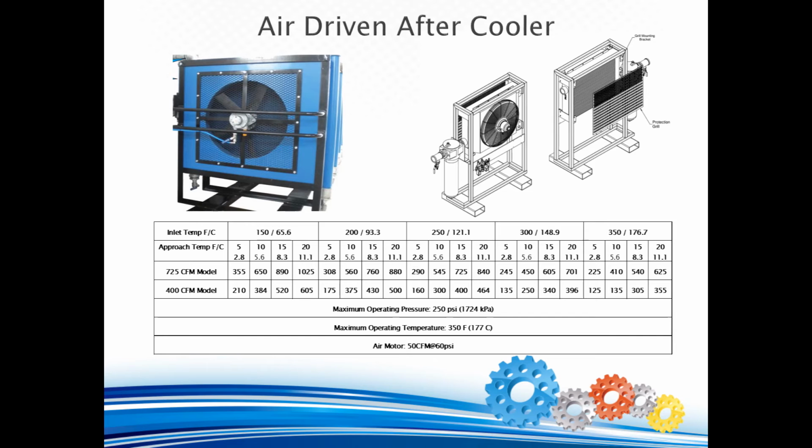A water-cooled aftercooler uses water instead of air to cool the compressed air inside. The temperature of the water will determine how much you can cool the compressed air. To size an aftercooler, one has to refer to a performance table, such as the one shown on this slide. Two models are shown, one rated at 725 CFM and another at 400 CFM. If you have a closer look at the table, these CFM flow ratings are based on a 15 degrees Fahrenheit, 8.3 degrees Celsius approach temperature and inlet temperature of 250 degrees Fahrenheit or 121 degrees Celsius.